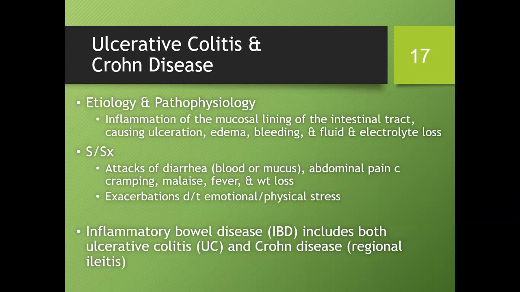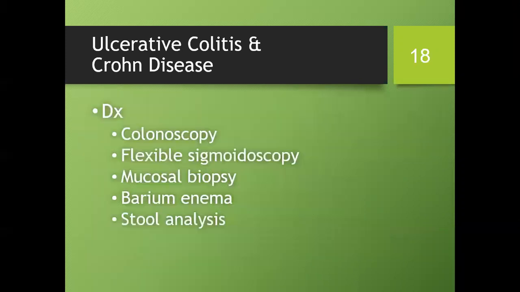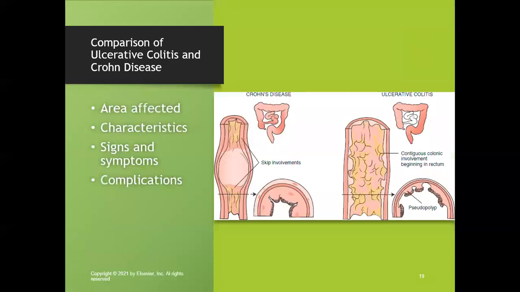Both patients can have exacerbations due to physical or emotional stress. But excuse me, the umbrella is inflammatory bowel disease. Both ulcerative colitis and Crohn's disease are inflammatory bowel disease. We will diagnose both of these diseases by doing a colonoscopy, flexible sigmoidoscopy to look at the sigmoid colon, mucosal biopsy, barium enema, or stool analysis.